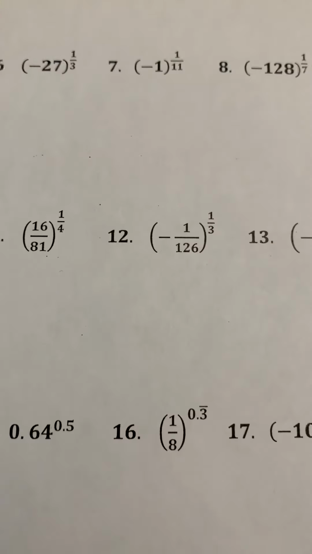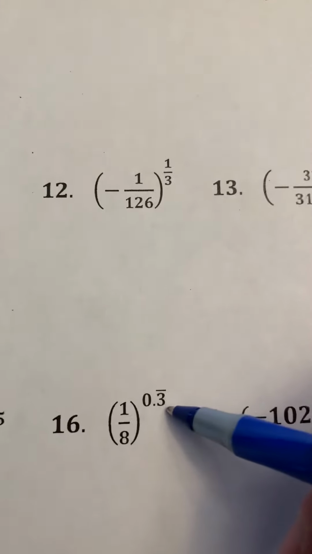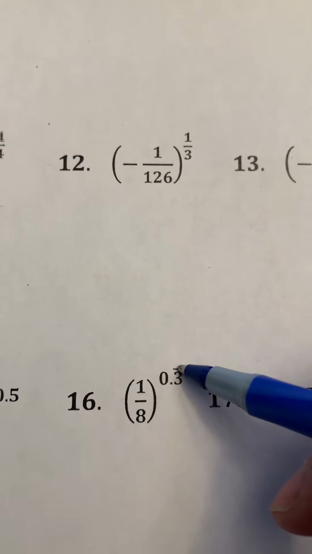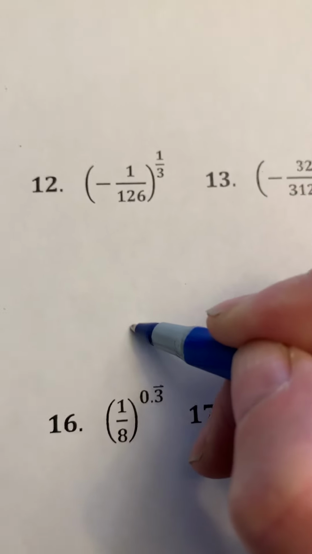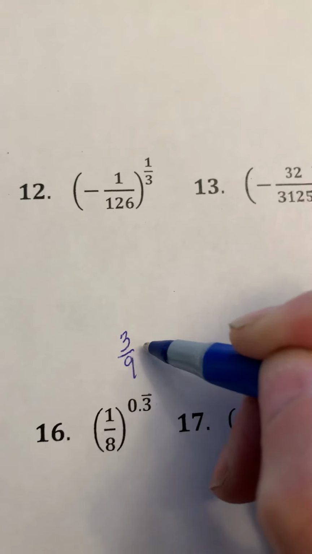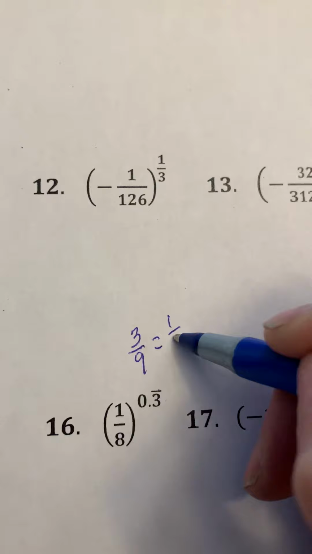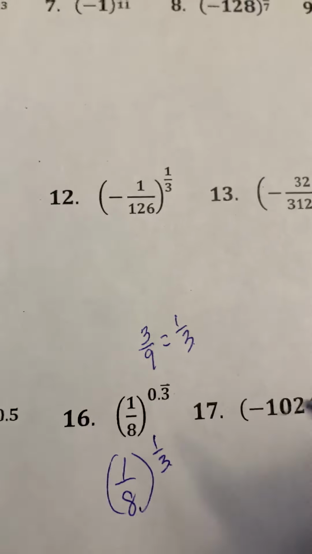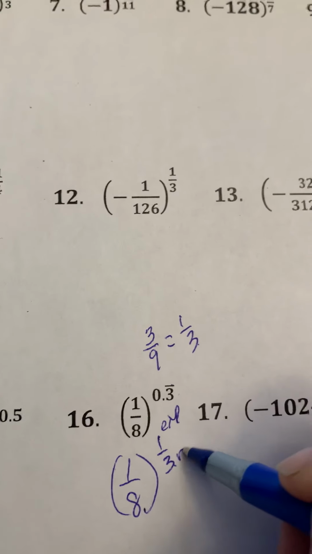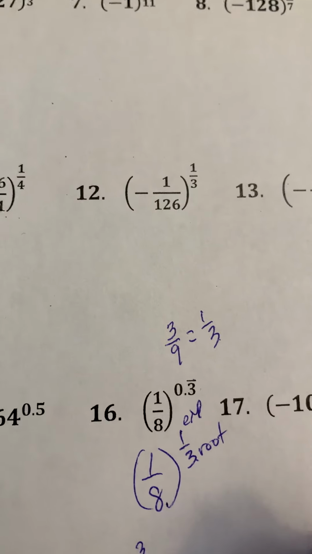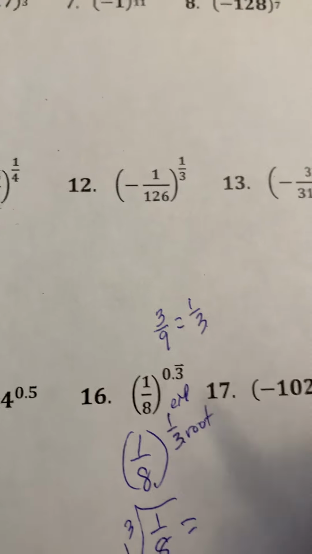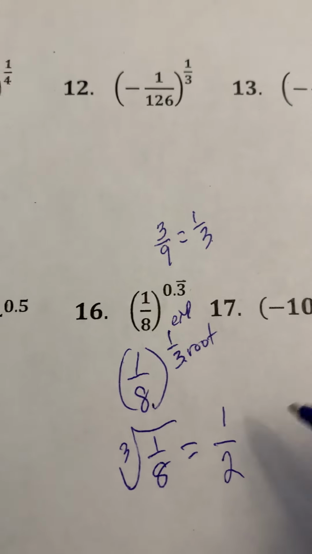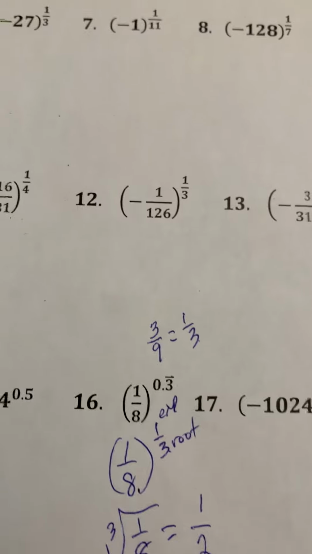And now down here I just want to show you one. When we have 3/10 repeating, you need to remember that when you have a repeating decimal, if I had to write that as a fraction, it would really be 3/9, which would reduce to 1/3. So we're going to look for 1/8 raised to the exponent 1/3. So we're just finding the cube root of 1/8, and the cube root of 1 is 1, and the cube root of 8 is 2. So don't let that panic you.